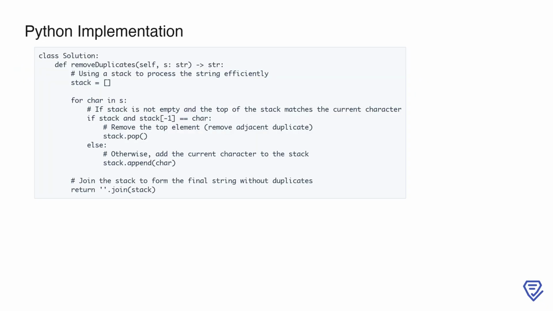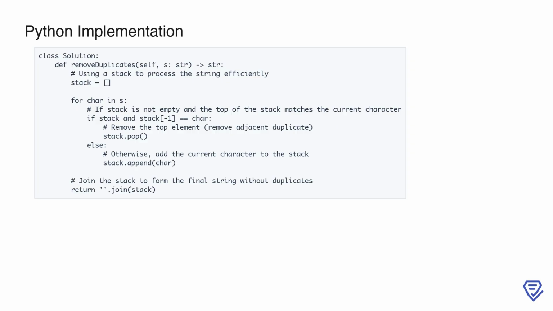This Python solution efficiently removes all adjacent duplicates from the input string using a stack-based approach. Here's a detailed explanation of the code. 1. Class and function definition. The removeDuplicates function is implemented as part of the Solution class. This function takes a string s as input and returns the processed string with no adjacent duplicates. 2. Stack initialization. A list named stack is initialized to simulate a stack data structure. The stack will be used to keep track of characters as we traverse the input string.